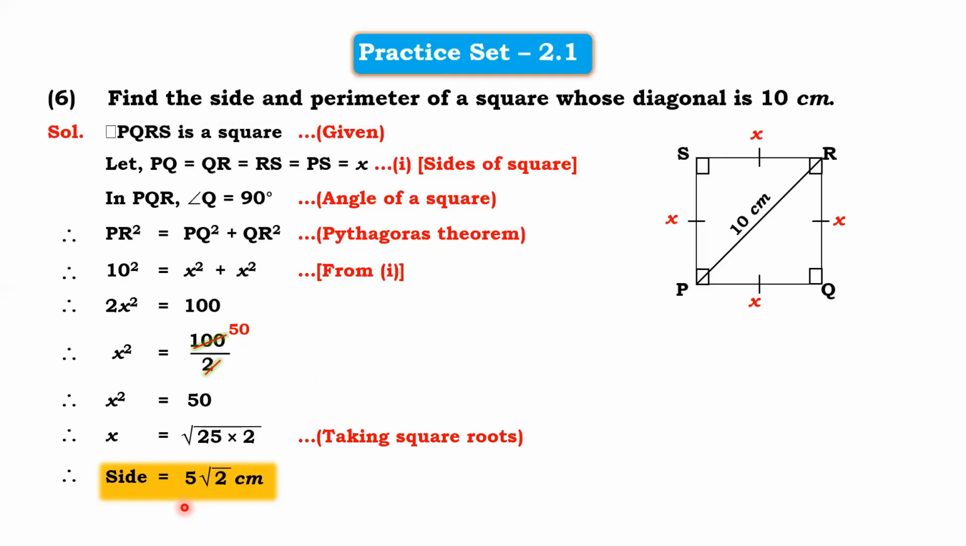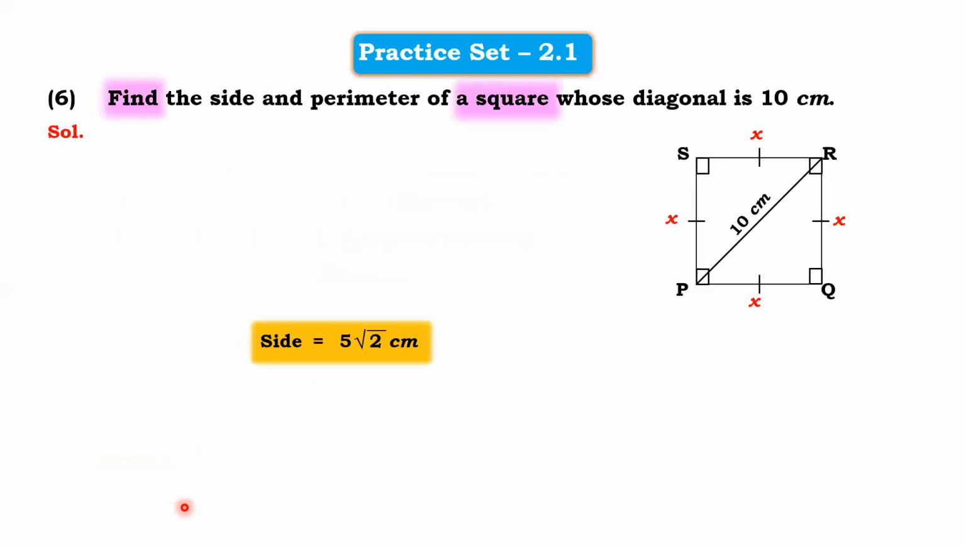So we have got the value for the side of a square. Yes. Now we have to find the perimeter of a square. So students, tell me, what is the meaning of perimeter first? Yes, we all know perimeter means sum of all the sides. Here in a square, all the sides are equal. So can we say perimeter of quadrilateral PQRS is equal to 4 into side, because all the sides are equal. So 4 into side.